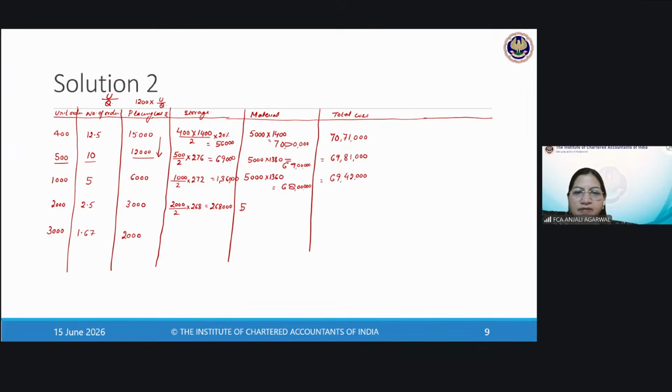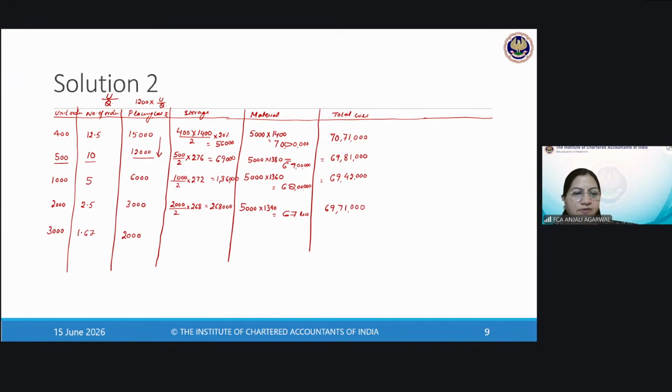Now raw material will be available to us at 1340. So it will be 67 lakh. And our total cost would be again 67 lakhs plus 2,68,000 plus 3,000. 69 lakhs 71,000.